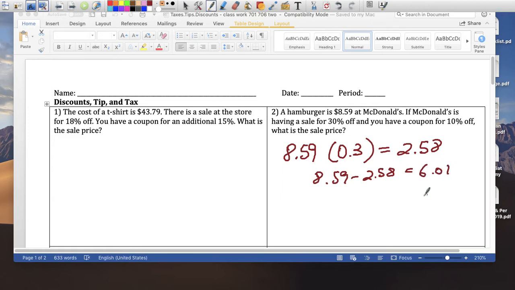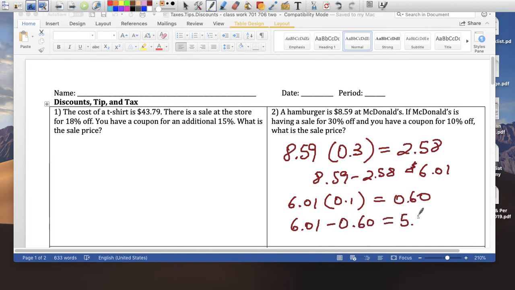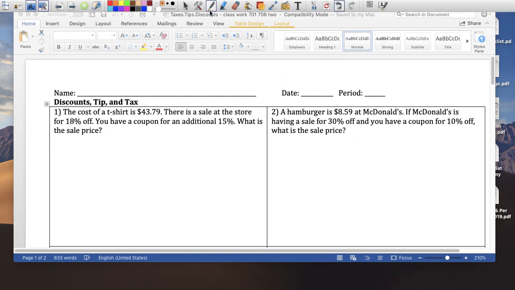So now your burger just dropped down in price, but you have another discount of 10%. So 6.01 times 0.1. If you did that, your second discount would have been 60 cents, right? So your burger, which is now at $6.01 minus your second discount of 60 cents, is going to give us $5.41. So the price dropped all the way to $5.41. So again, it's one discount and then the other discount in that particular order.